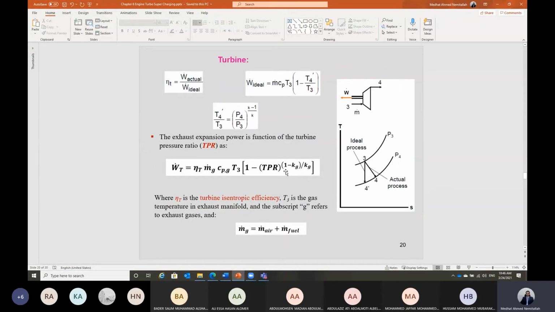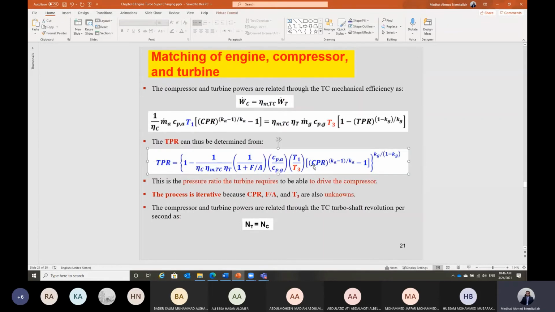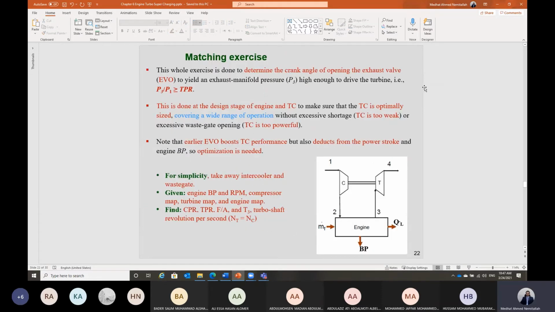So here, what I said, we got this equation. This equation will give us the turbine pressure ratio as a function of fuel to air ratio, we don't know, a function of T3, the temperature of the exhaust gas leaving the engine when the exhaust valve opens, we don't know, also a function of the compressor pressure ratio. All of these are unknown. And we have another equation, which is the RPM of the turbine should equal the RPM of the shaft of the compressor in this case.